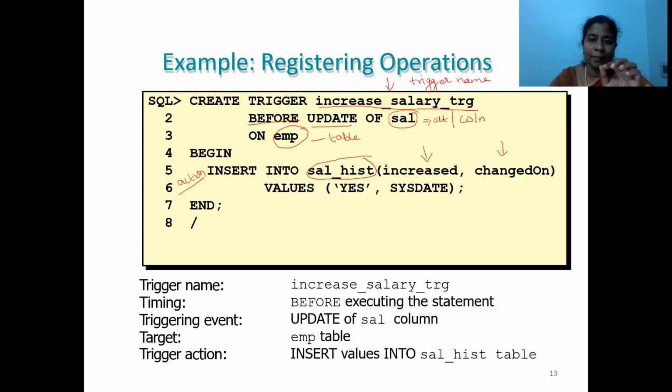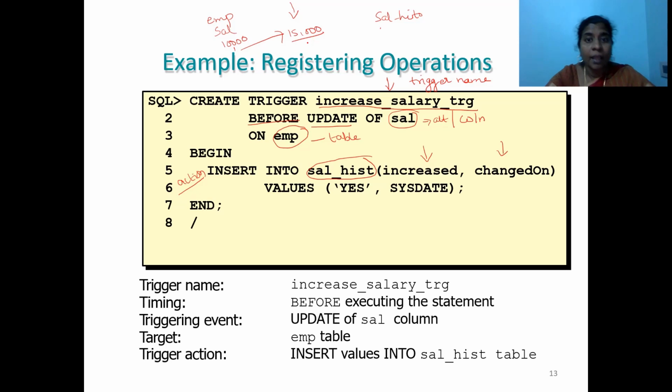For example, now we have two tables. One is the employee table, another one is the salary history table, right? And here, assume that the salary is 10,000 in the employee table. Now you have updated the salary to 15,000. Now some event has occurred, that is, you are updating the salary from 10,000 to 15,000.